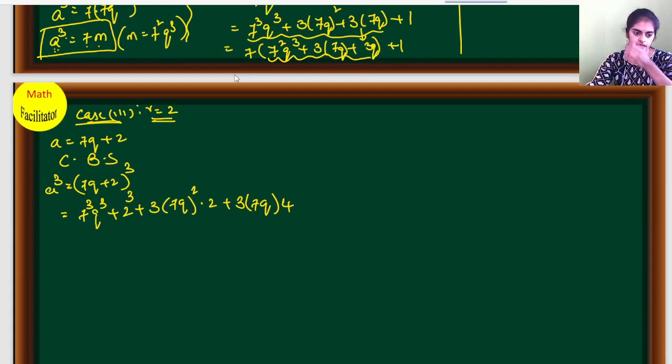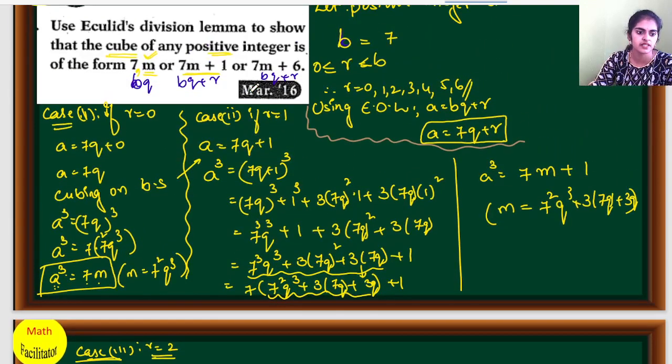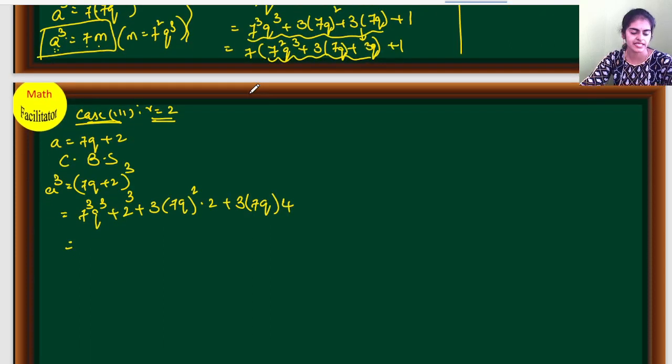Right? So now, I need to prove this is of which form? 7m plus 6? No, it has to be 7m plus 8. Okay, so I think there is a print mistake there. Let me check it. Just give me 1 second. I'll just check. That has to be 7m plus 8.